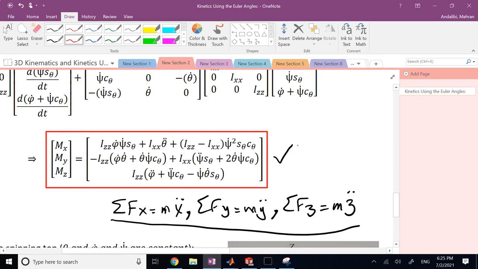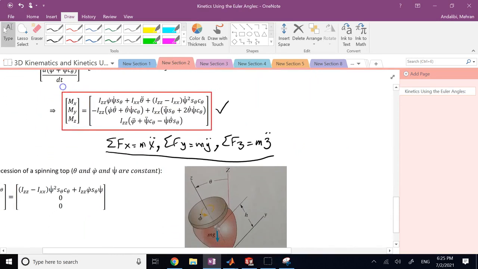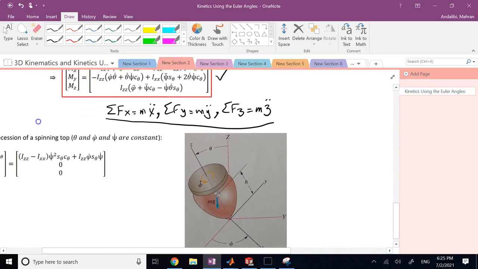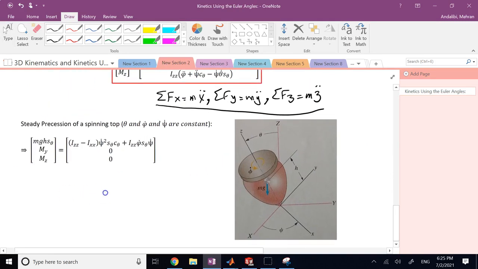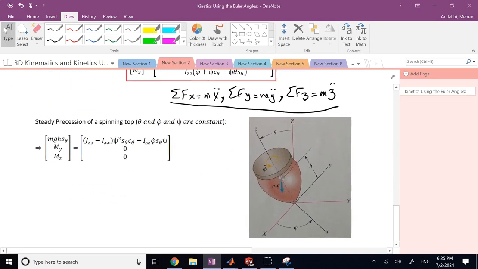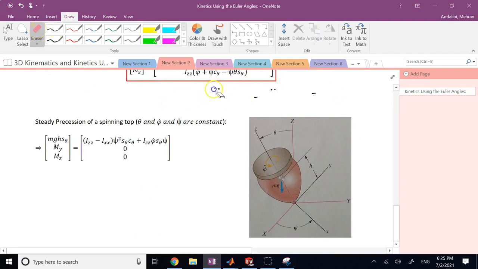And now with all that in mind, let's first look at one application, right? Because it takes a ton of time for us to derive everything. But now let's look at one application of this. So one application here is basically a top, correct? The spinning top. And here I'm spinning this top with an angular velocity of phi dot, the spinning velocity.